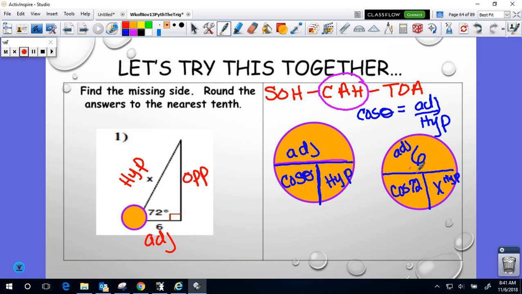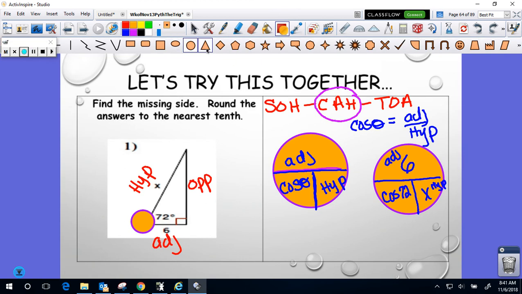Now you're going to take your finger and you are going to cover up the side that you're trying to find. I'm going to use a triangle here to help me cover up the side I'm trying to find.